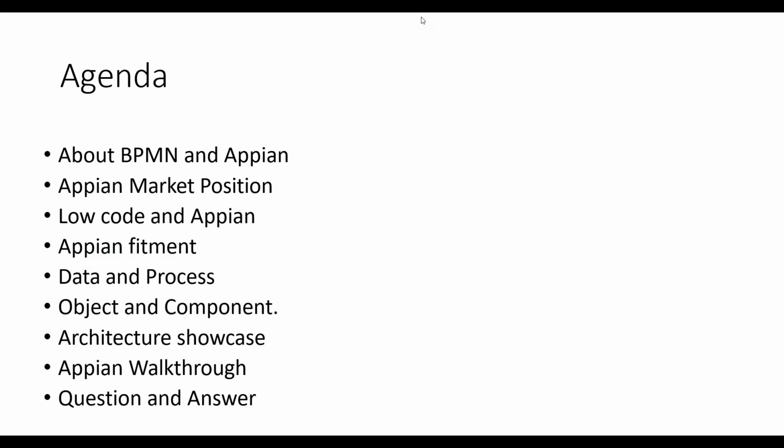So let's talk about BPM and Appian. BPM is business process management, where we take the requirements from the users, process the data, and finally manage the data, from where we have to bring the information and where we have to keep that information. Appian works on that same concept. It's a BPM tool. And these are the agenda items we'll talk about: the market position of Appian, that it's low code, and where Appian fits.